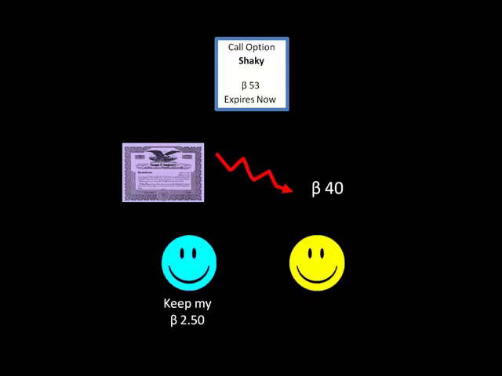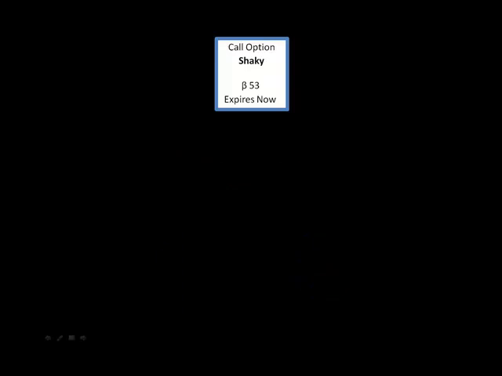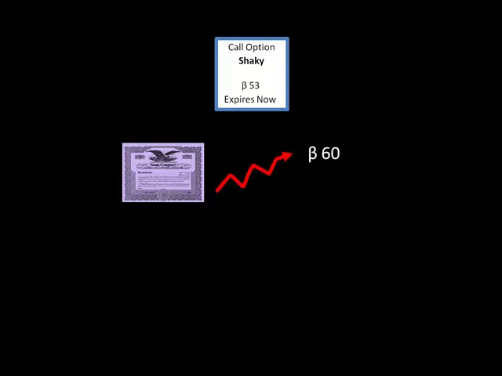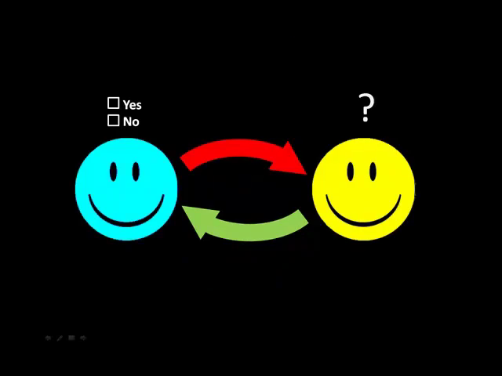Then a week passes. If the stock went down to 40, the option expires worthless because 40 is less than the strike of 53. So I keep my $250. If the stock stays the same, the option still expires worthless because 50 is less than the strike price of 53. So again, I keep the $250. But if the stock goes up to 60, now it's higher than the strike of 53, so I pay you $7.